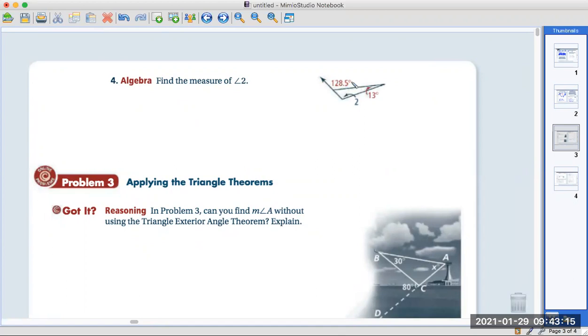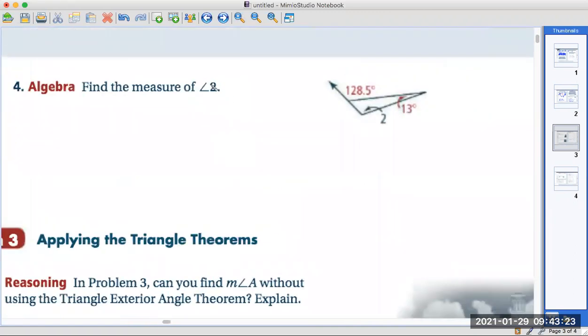So we have an exterior angle, 128.5 degrees. The picture is kind of small. And it says, find the measure of angle 2. So we want this angle. Here's the deal. This is an exterior angle. These are the 2 remote interior angles. Not this one, that one is attached to that exterior. So measure angle 2 plus the 13 degrees is the sum. Yeah, the sum of the 2 remote interior angles equals the exterior angle.